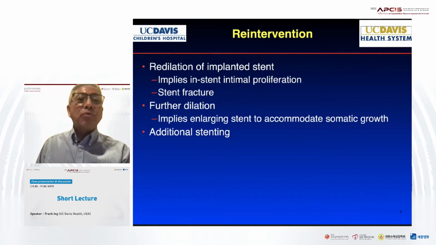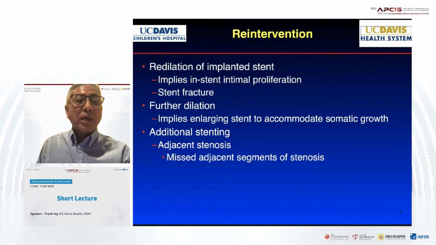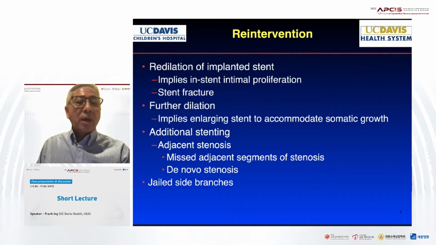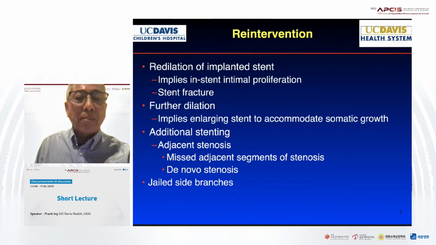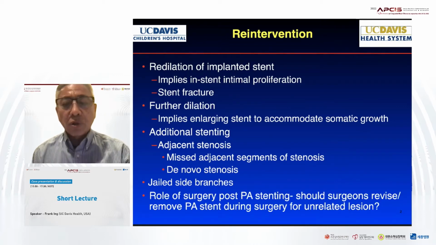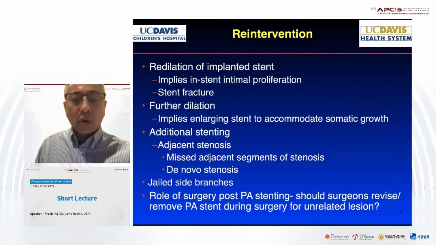So of course, other reinterventional activities would include maybe adding additional stents, and that could be because there's an adjacent stenosis that was missed, or it could have developed over time. It could also be a de novo stenosis that evolved. We can also end up having to do a reintervention, especially with jailed side branches. And of course, I like to touch upon what is the role of the surgeon when it comes to pulmonary artery stents when they take a patient to the OR for an unrelated operation.